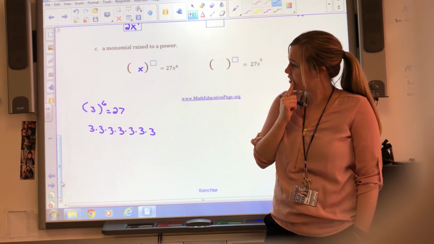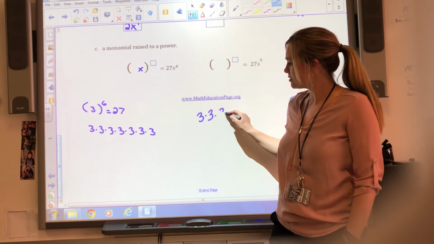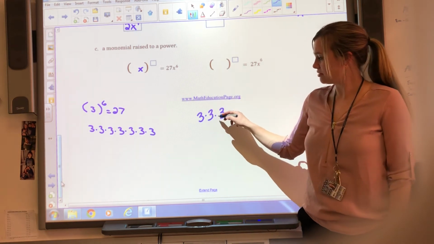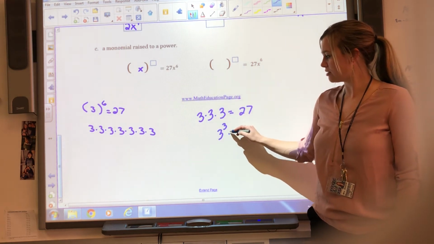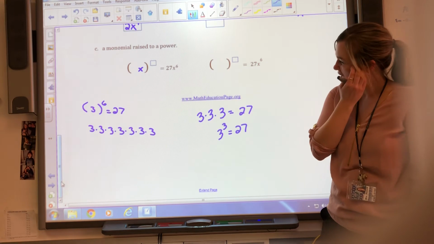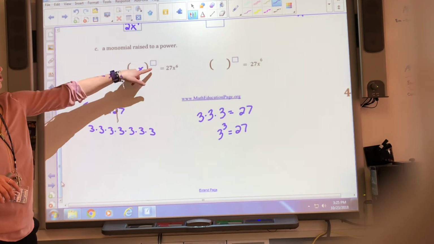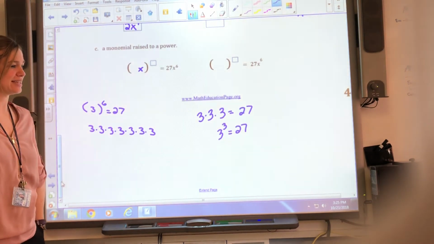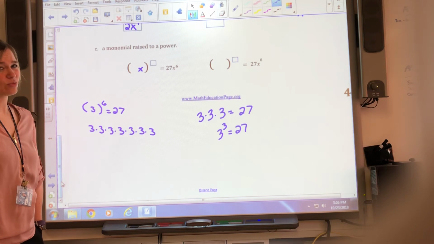I have to think of this, 3 times 3 times 3, 3 times 3 is 9, times 3 is 27, so 3 to the 3rd power is 27. But I need something, if I'm raising it all, a monomial raised to a power to get 27x to the 6th. So what if I did 3, I'm thinking, we're still here together.